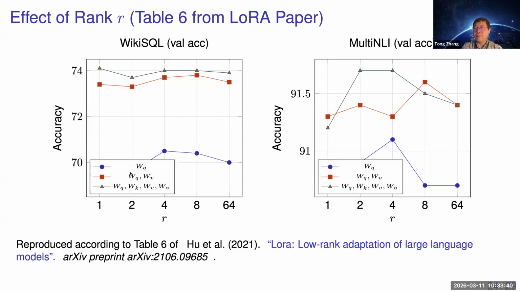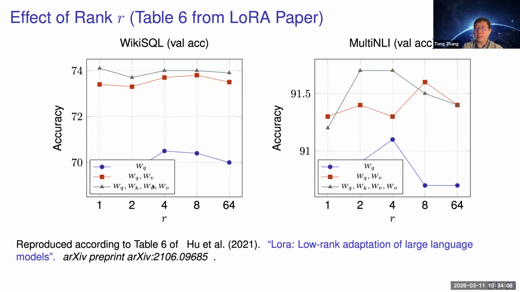This one is Q only, and certainly Q only doesn't do really well, so then you have to use QV. This is what it shows: QV significantly outperforms Q only, even at a small rank. But rank is not that sensitive. You can use a relatively smaller rank based on this, but at least you should use both.